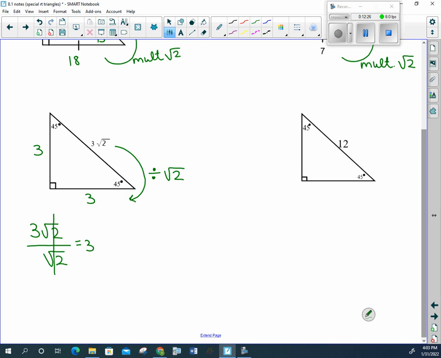So over here, same thing. I know the hypotenuse and I want to go to the leg. I know the legs are the same and I know the ratio is the square root of 2. So I'm going to divide by the square root of 2. So 12 divided by square root of 2. Okay, go ahead and rationalize that. You could do it on your calculator and it'll tell you the answer real fast. 12 divided by the square root of 2 is 6 root 2.